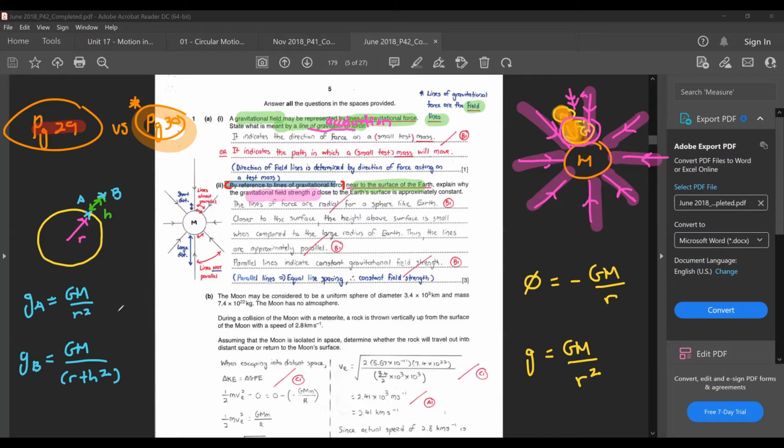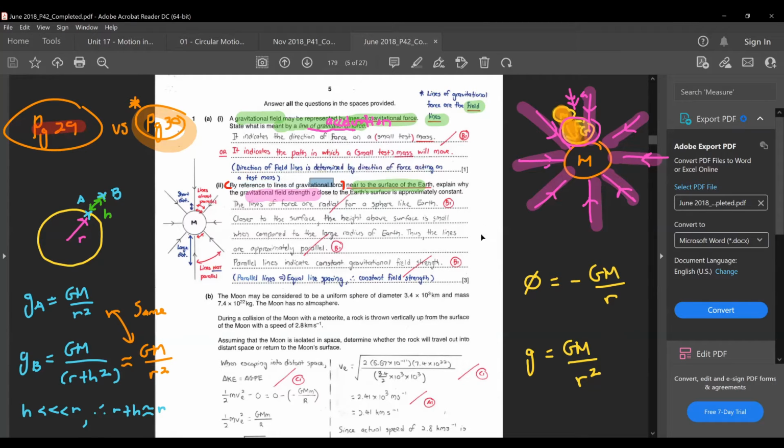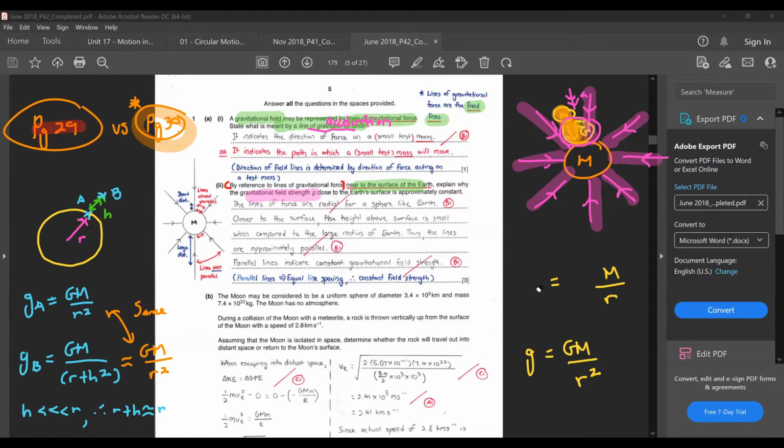Okay, so the thing now is that H would be very much smaller than R. Therefore, R plus H is actually the same as R itself. So this would in turn mean that GB is going to be the same as GM over R squared. So when you compare between these two, they are going to be the same. So we can say that they're going to be constant. This is if you want to explain it in the form of an equation. But here, the question has really specifically told you to explain using your lines of gravitational force. They want you to explain in terms of your field lines.